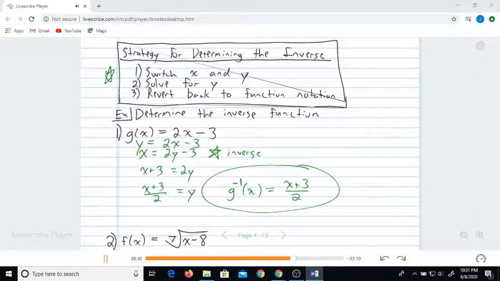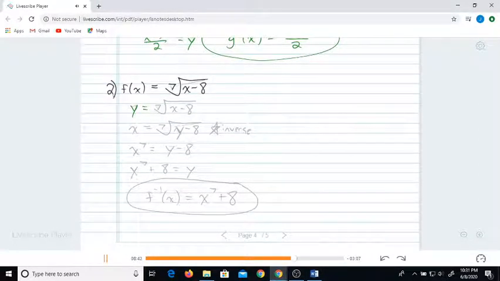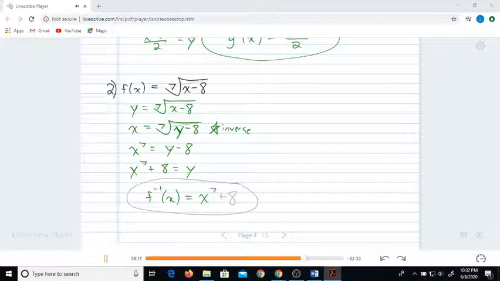Let's look at the next example. This is the function y equals the 7th root of x minus 8. We'll switch the x and y. So there's our inverse. What we want to do now is get y by itself. We'll raise both sides to the 7th power, canceling that 7th root, then add 8. So that's the inverse of f. f inverse is x to the 7th plus 8.